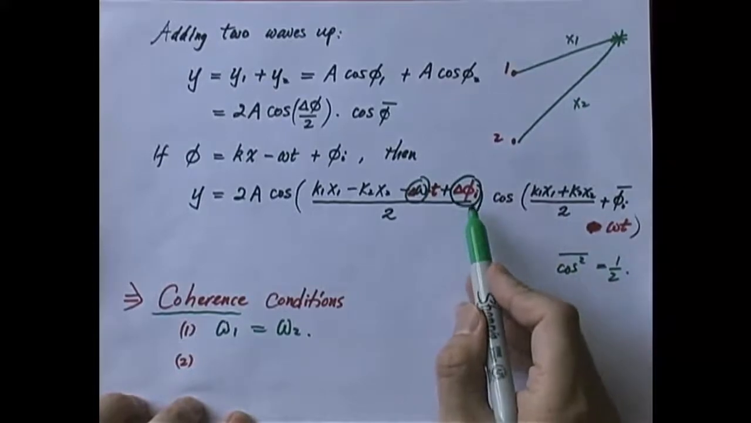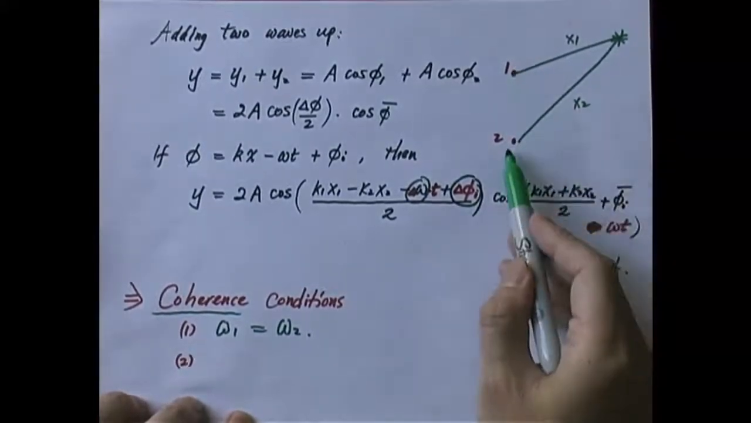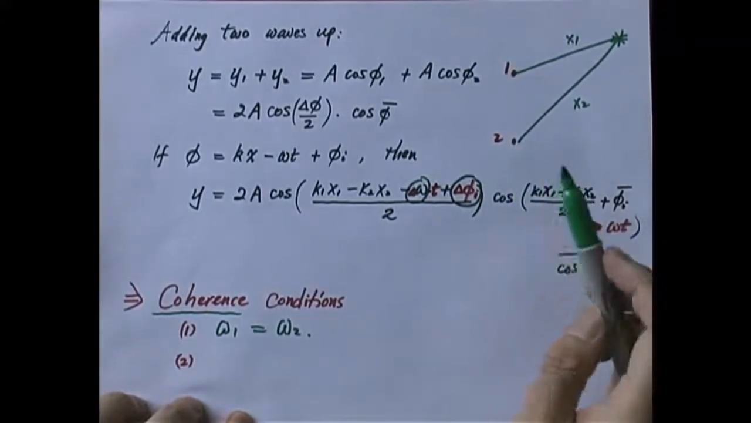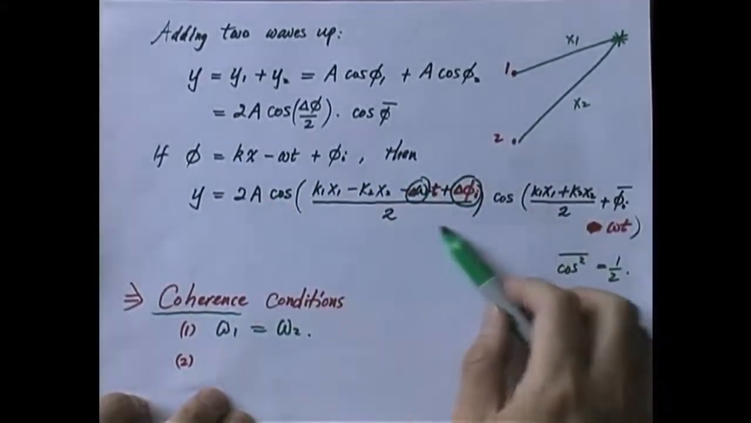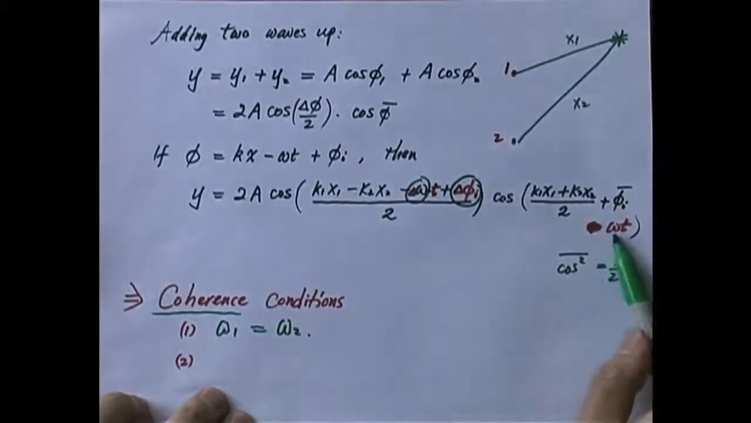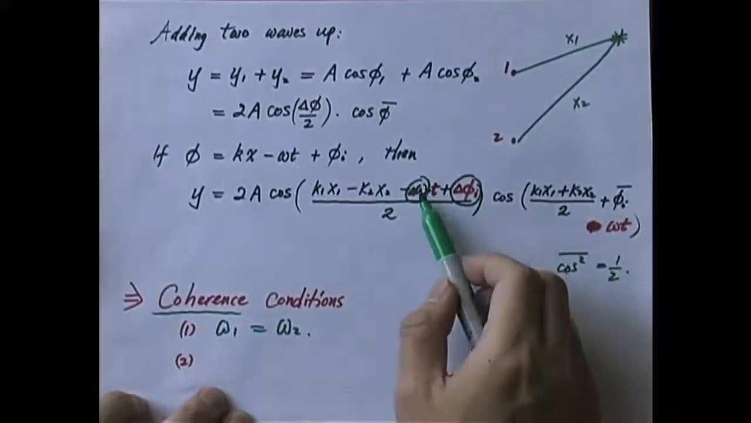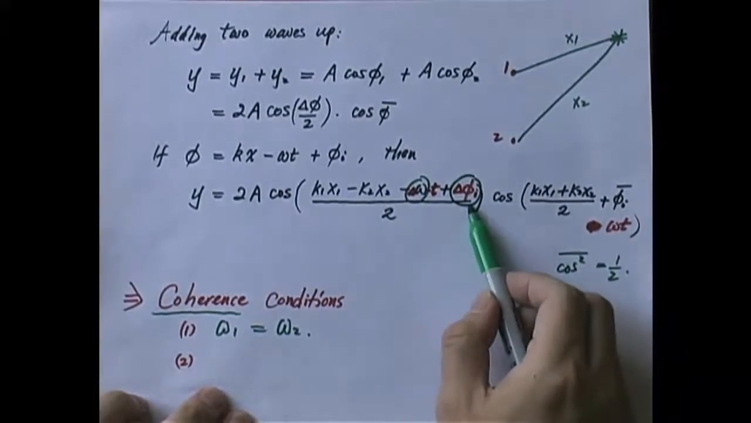What is delta phi initial? That is phi 1 initial minus phi 2 initial. Now, the whole idea for a stable interference pattern is that this first cosine function cannot depend on time. I mean, the next one is already dependent on time. There's nothing we can do about it. But we don't want this cosine function to depend on time. We already killed this term, so there is no delta omega here. But what about the next term here?